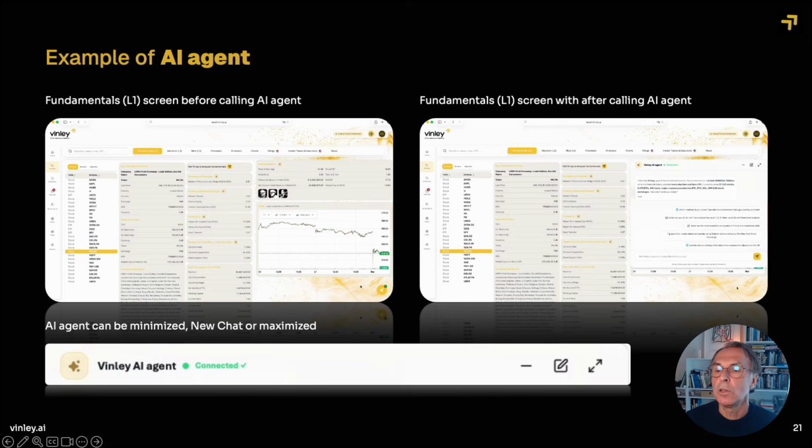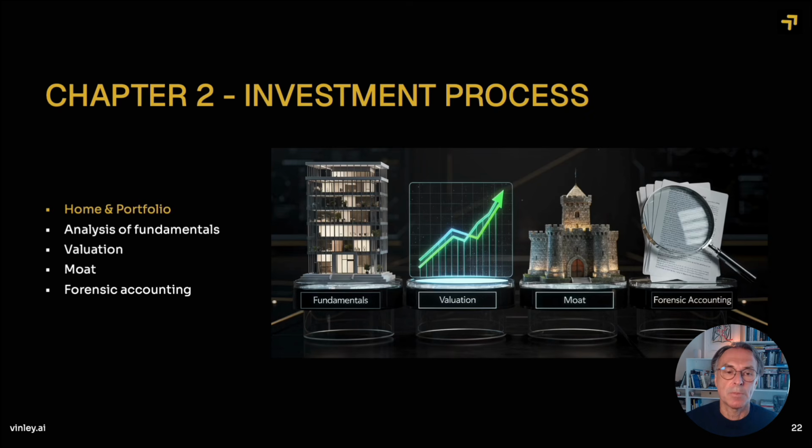And of course, you see it here. I've just maximized it so that you can see it. You can, of course, minimize it, create a new chat, or maximize it. Maximizing it means you're expanding the AI agent to the full screen. When you minimize or reduce it, you come back to this view. So play with it, provide us feedback. We will appreciate any feedback to make this tool as successful as possible.